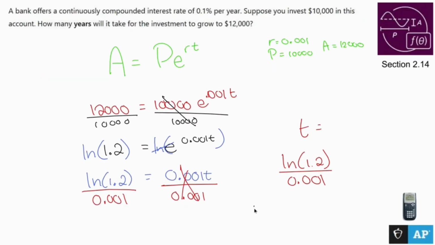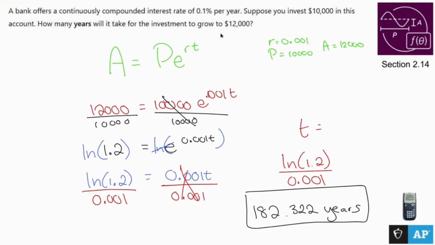All right, so that guy ended up being 182.322 years. Now, one of the things you need to understand about banks is investing 10 grand to gain 2,000. If it takes you 182 years to do it, probably not worth it. So these low interest rates really don't do a whole lot. Okay, not a whole lot at all.